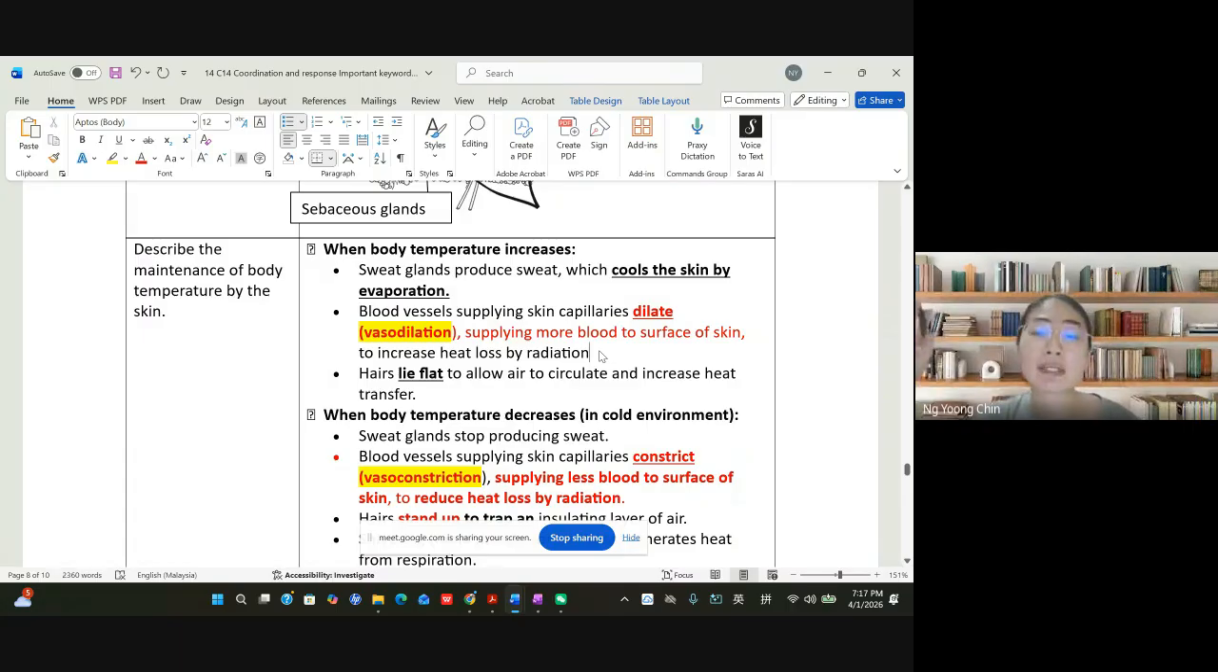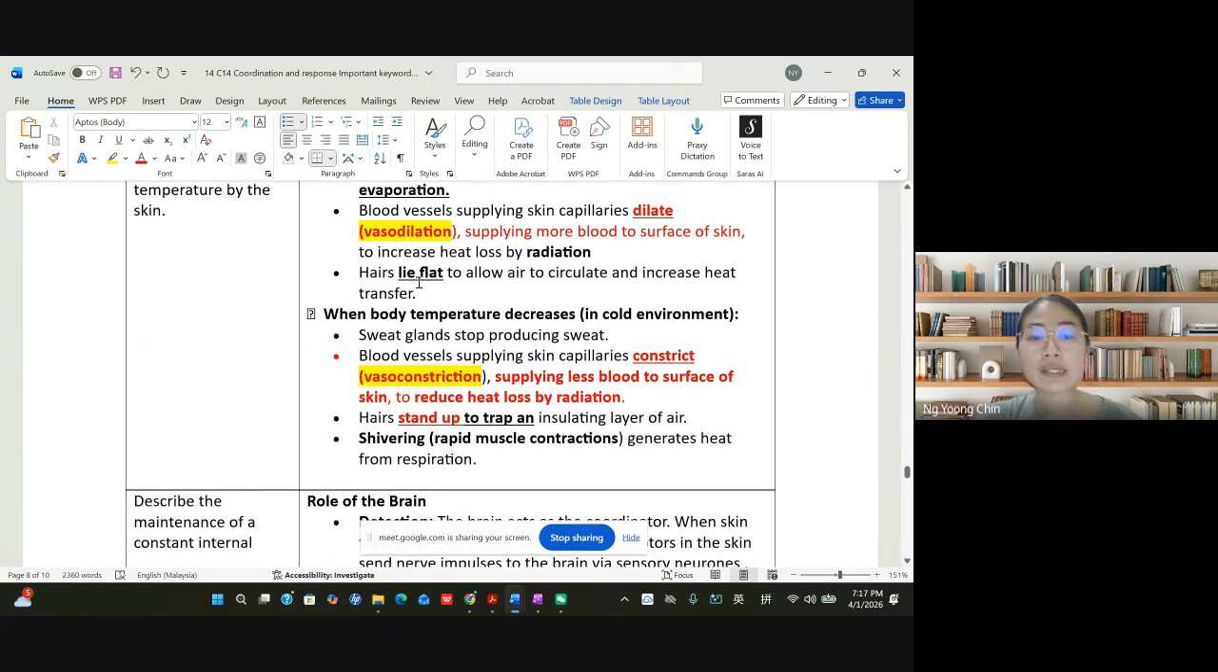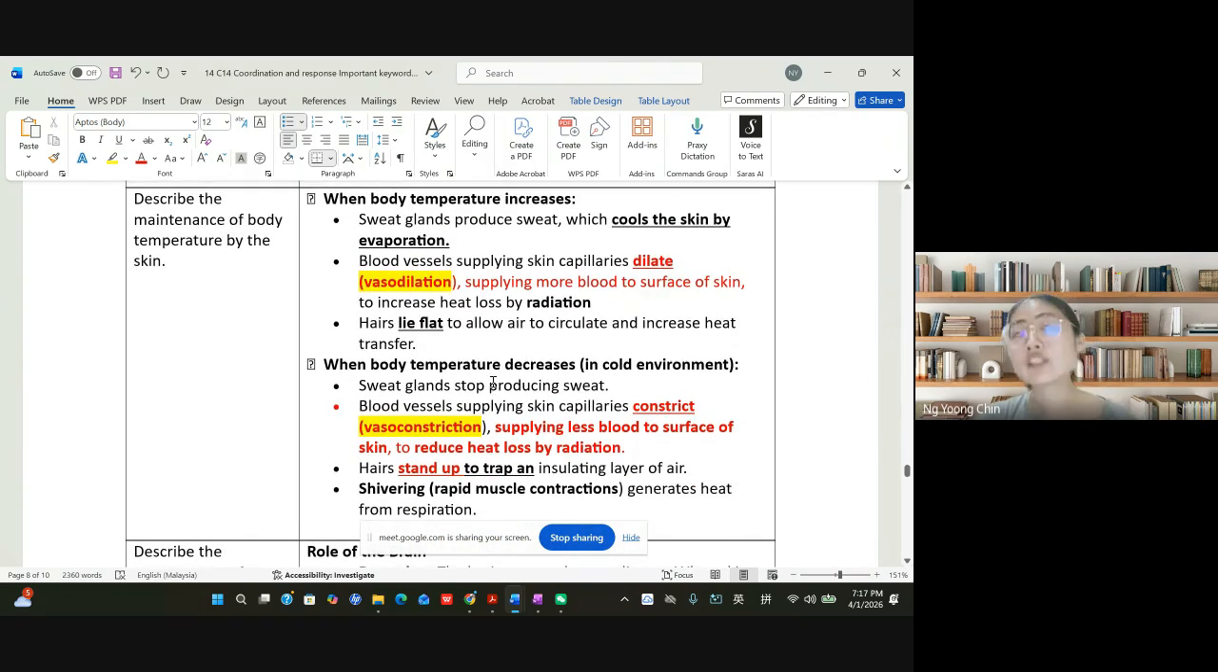Radiation is a kind of method by which your body loses heat, 失去热能, by radiation. And then your hair would just lie flat to allow the air to circulate and increase the heat transfer. So here's the point: talk about the hair, talk about the blood vessel, talk about the sweat gland, and then talk about what to do to the muscle, whether it is doing shivering or not.